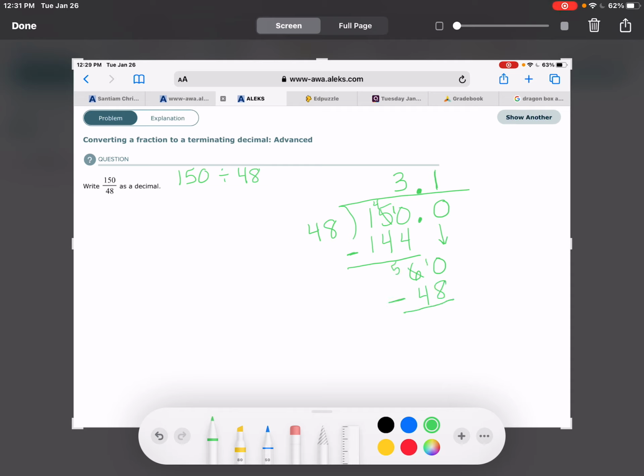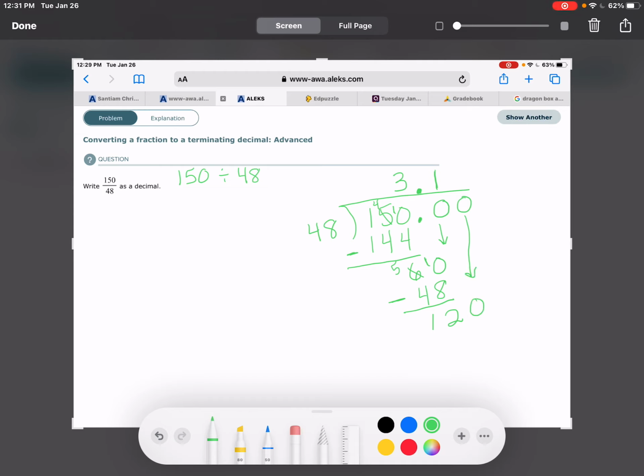Got to do some borrowing again. 10 minus 8 is 2. And I still have 5 minus 4 is 1. So I had 12 left over that time. All right, I'm going to add another 0 and bring it down. Does 48 go into 120?